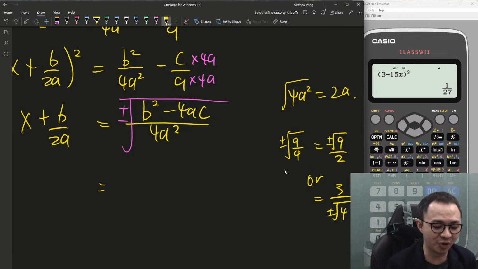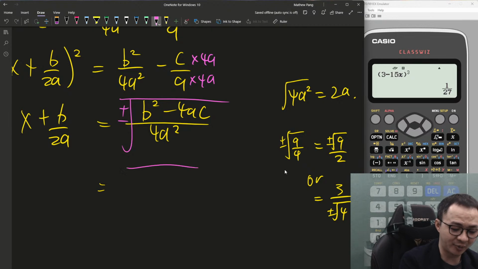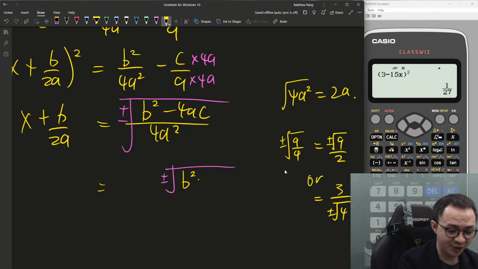So plus minus I can put on the top or bottom. It doesn't affect the final value. So I will just put it at the bottom. I will put it at the top here. Plus minus. Then this one should be square root of b squared minus 4ac divided by 2a.